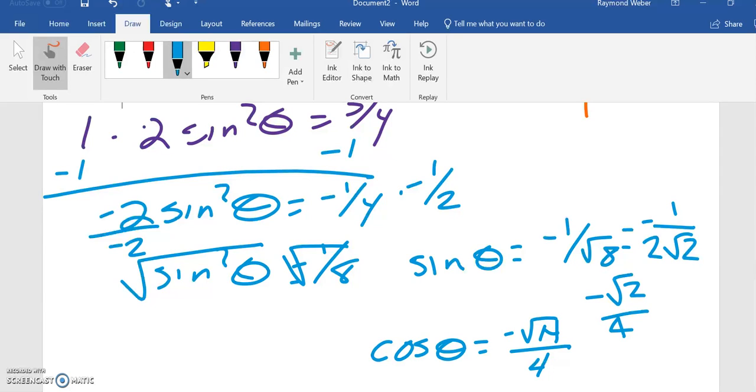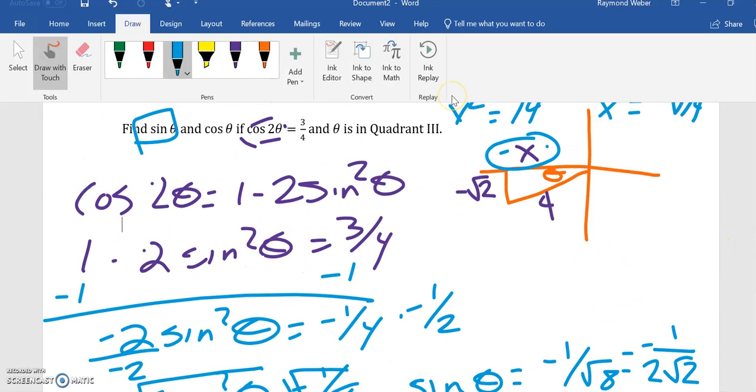If you look at your formulas, you actually had 3 choices for cosine 2 theta. I wouldn't have used the first one, which is cosine squared minus sine squared, because I don't want 2 unknowns. I want to focus on 1. But the second one, 2 cosine squared theta minus 1, would have worked as well. I could have solved for that just as easily. I would, of course, have gotten the other answer first, and then I would have had to go back and solve for the other one. But it should work either way.